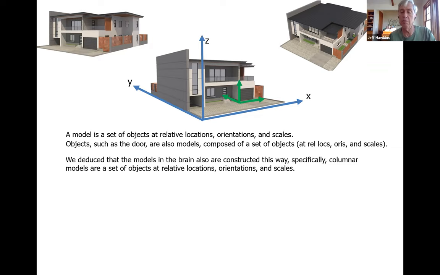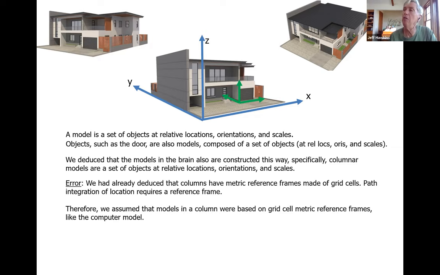Now we get to the problem. We made a fundamental error. We had already deduced that columns have a metric reference frame made of grid cells. We deduced this from the thought experiment about moving your finger relative to the coffee cup. That told us that if you can predict where your finger is going to be when it moves, there had to be a metric, regular type of reference frame, not necessarily a Cartesian coordinate reference frame, but grid cells we hypothesize, because path integration requires it. Path integration requires a reference frame like that.